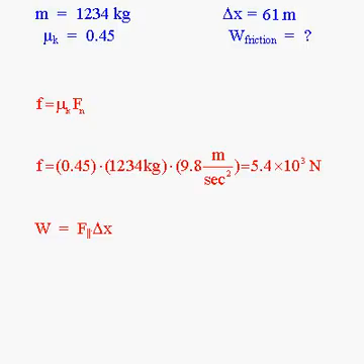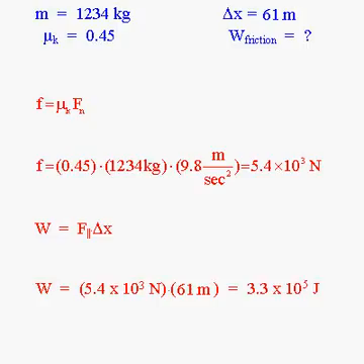So work is 5.4 times 10 to the 3 newtons times the displacement, 61 meters. And when I work that out, I get 3.3 times 10 to the 5th newton meters, which is the same as 3.3 times 10 to the 5th joules. So friction does 330,000 joules worth of work during the car's skid. That's a lot of work.